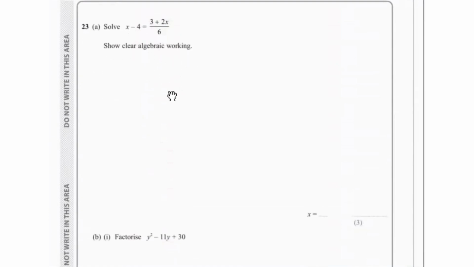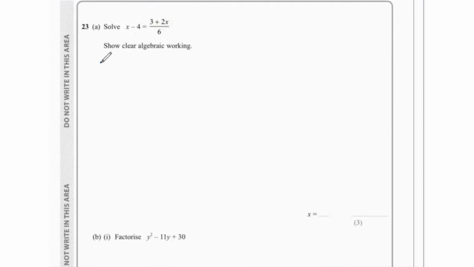Then we have an algebraic fraction. They're asking us to solve x minus 4 equals 3 plus 2x over 6. Show clear algebraic working. Whenever we have a fraction on one side and just a straight expression on the other side, you can cross multiply to get rid of the fraction.